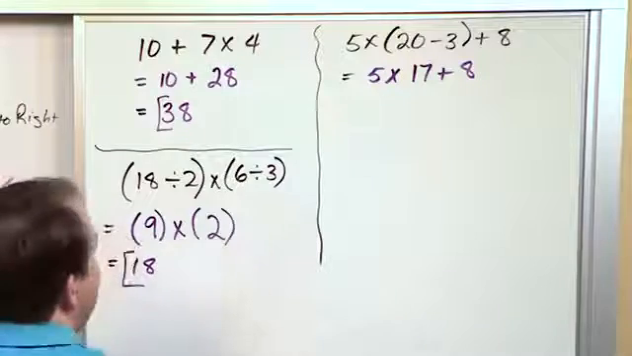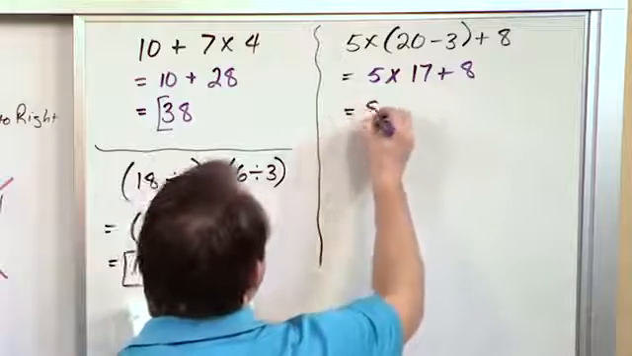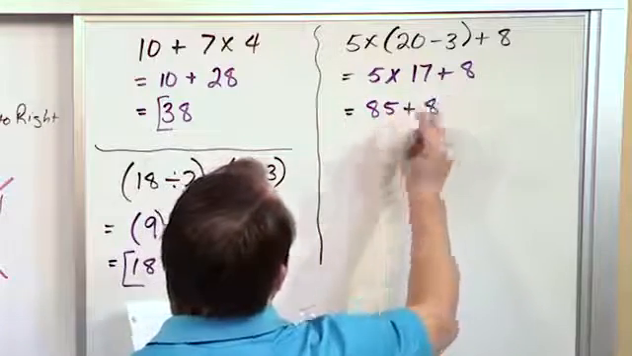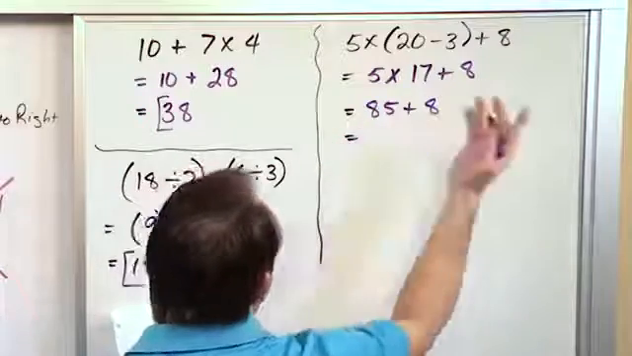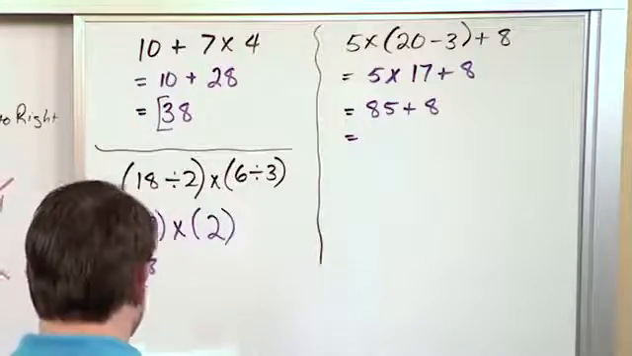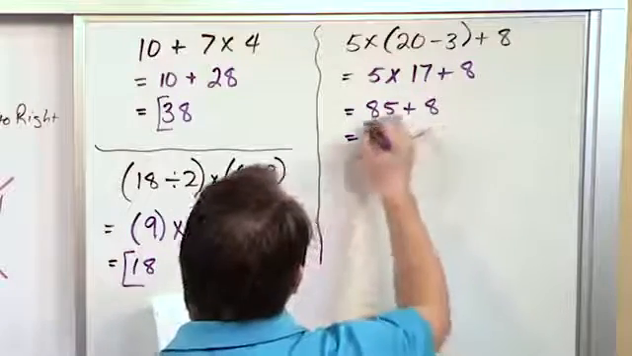So what we'll have then, 5 times 17 is going to give you 85, and then we carry the plus 8 down because we have to do that in the very last step. The only thing remaining is addition, and we know adding and subtracting does come last, so 85 plus 8 is 93, and that is the final answer.